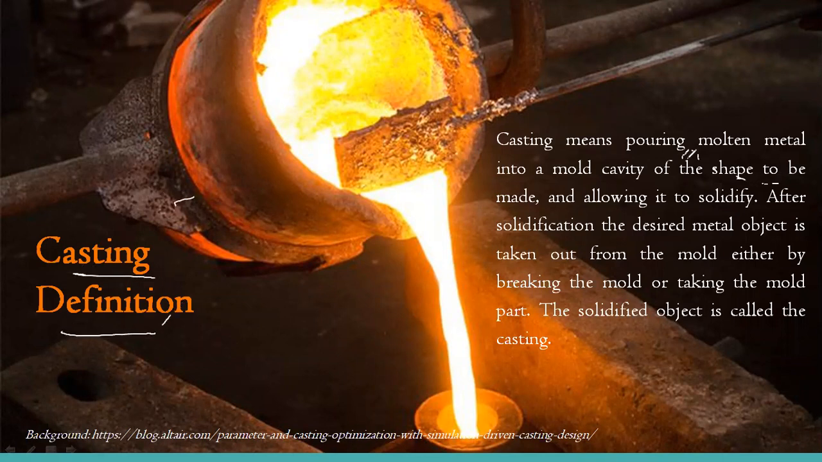As per the definition, casting means pouring of the molten material. Molten material means the liquid metal. That molten material we have to pour into the mold cavity. The mold cavity is the shape that we have to form. So we form the shape of the mold cavity first, then pour this molten material into it, and keep it there until it reaches the solidification temperature, or completely solidifies in this mold cavity.